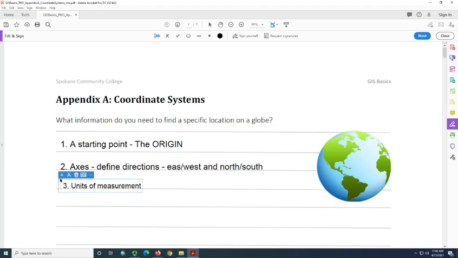Let me move this around a little bit. There we go. Okay. So we need 3 basic pieces of information in order to find any place. We need to know where we're starting from, we need to know what direction we're moving, and we need to know the units of measurement for our travels. Are we traveling in miles or meters? That sort of thing.